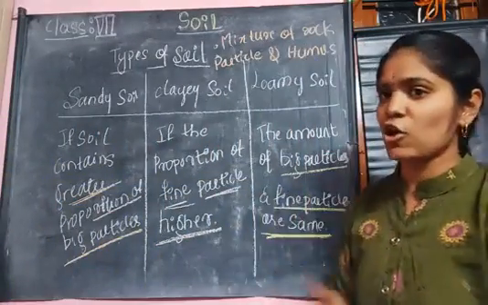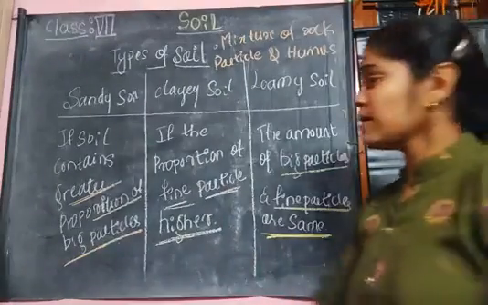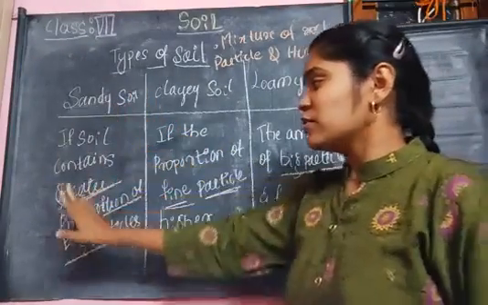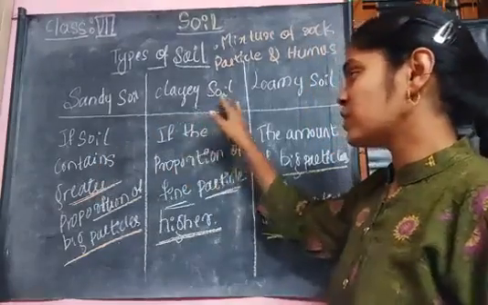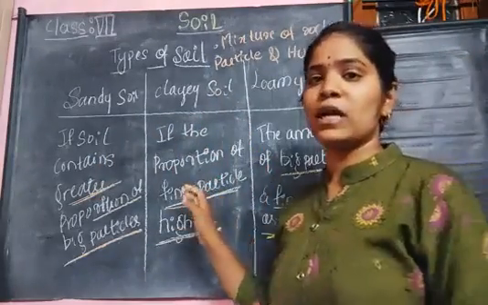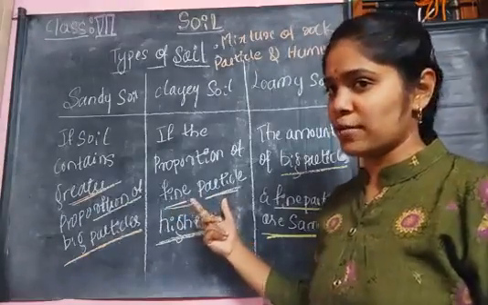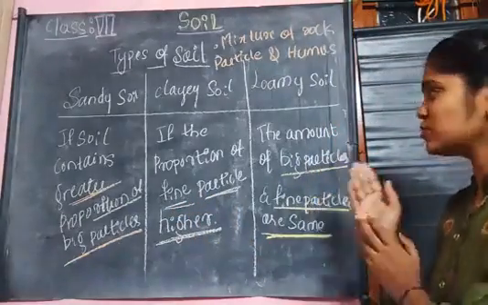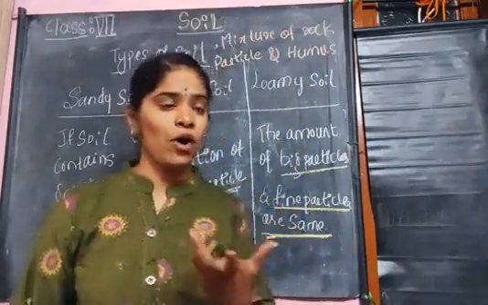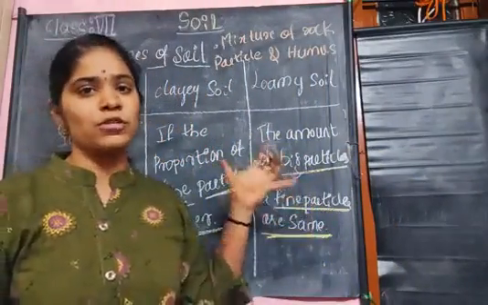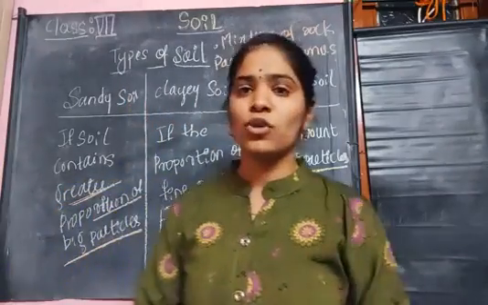What are sandy soil, clay soil, and loamy soil? I will repeat it once again. Sandy soil means the bigger particles are greater in proportion. In the case of clay soil, the fine or smaller particles are greater in proportion. Loamy soil means the bigger particles as well as the smaller particles of rocks are equal in proportion. That is loamy soil.